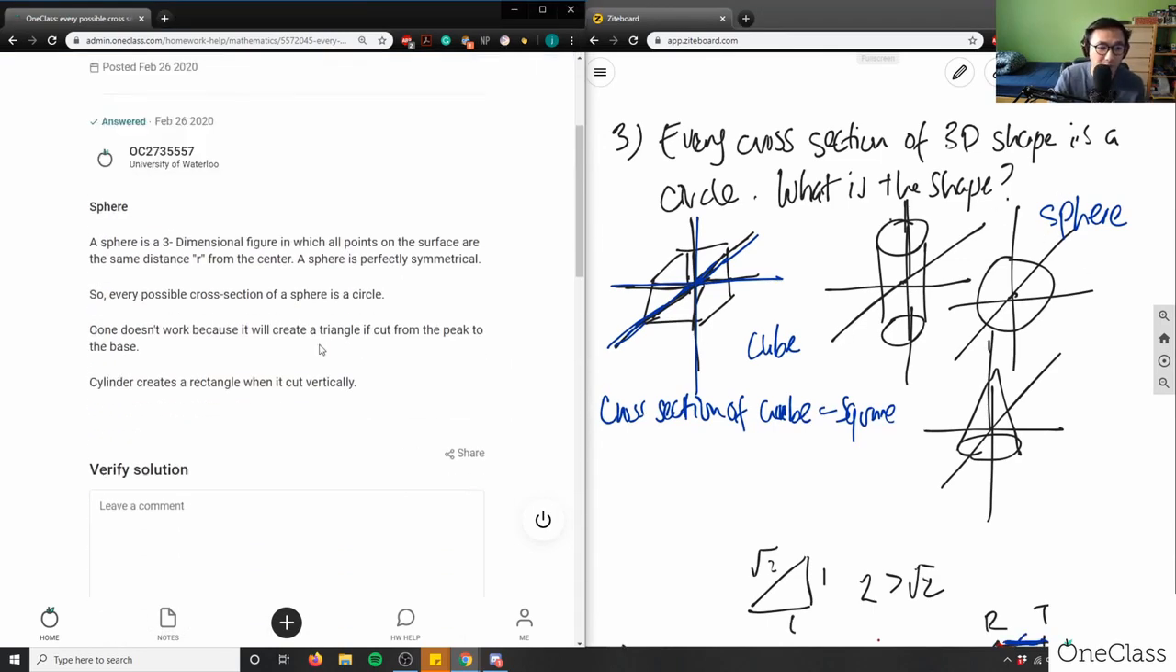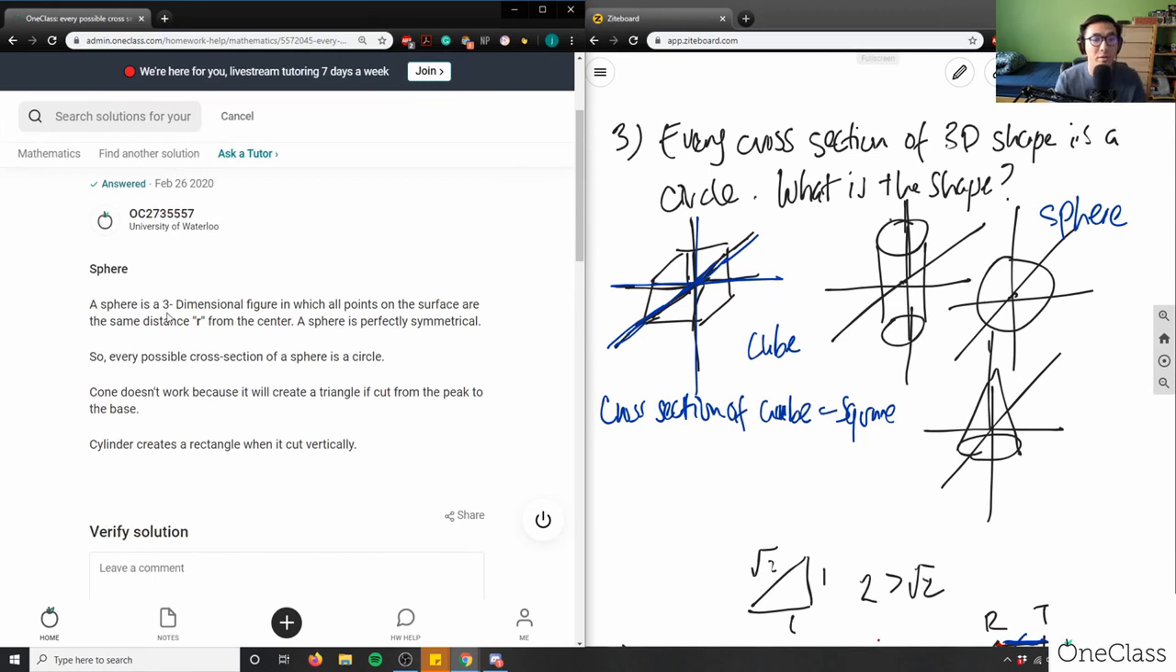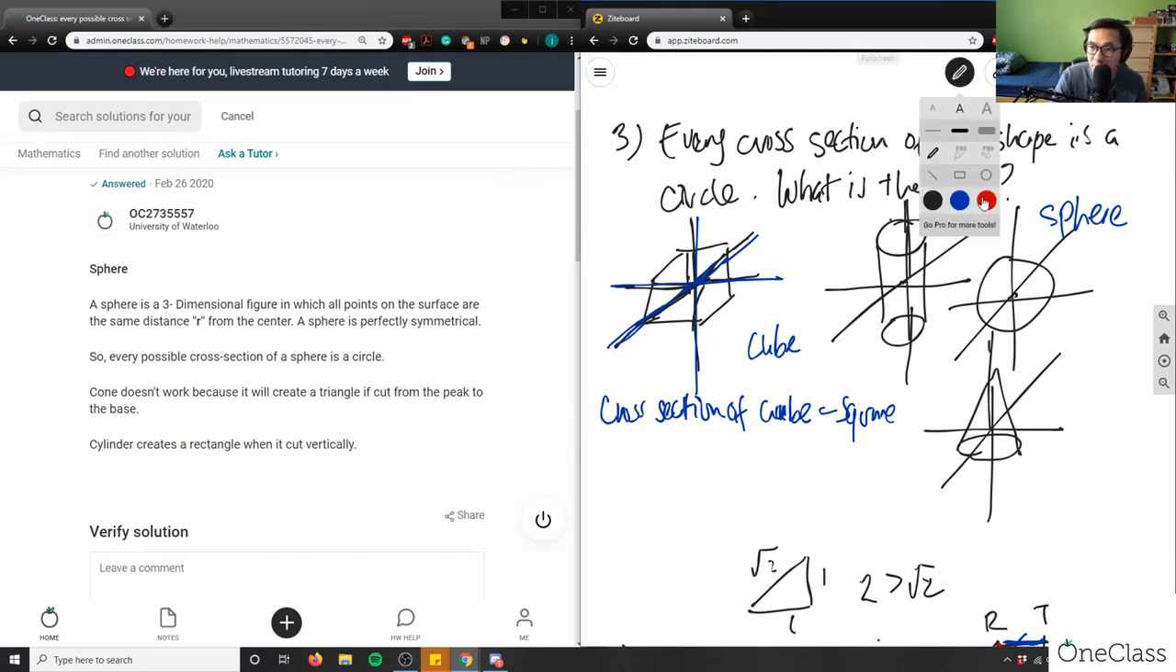So they proved here that a sphere is a three-dimensional figure in which all points of the surface are the same distance from the center, right? This here is an even better definition of my sphere, because if you know that the center of the circle, this here is my radius, this here's a radius, and this here is also a radius in three-dimensional space. So the distance between any of those points and the center is always the radius. So this here is R from the center. So the sphere is perfectly symmetrical.